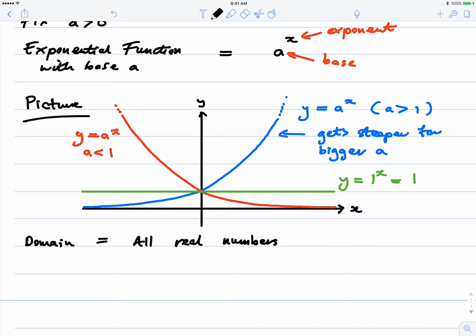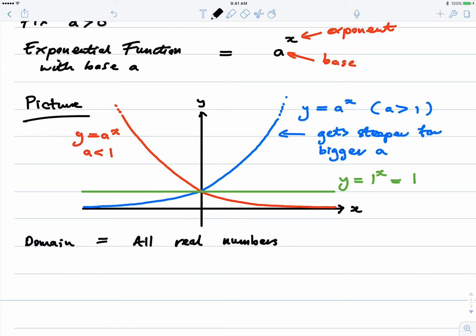At this point, it's worth mentioning, this is a big reason we don't choose a to be negative. If a is negative, then we have real problems considering what the domain is. For example, if a was minus 1, then if x is equal to a half, let's say, that doesn't make sense. Minus 1 to the power half would be the square root of minus 1, which doesn't work in the real numbers. You can't take the square root of a negative number.